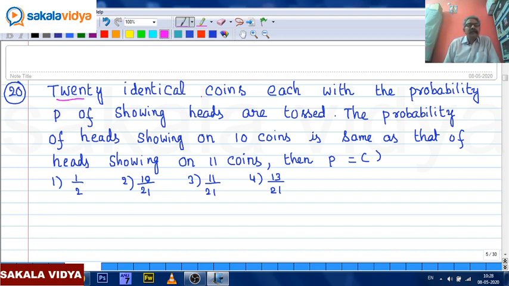The 20 identical coins, 20 means here n is equal to 20, each with the probability P of showing heads. That means the probability of getting a head is P here, which stands for probability of success, you remember. So the probability of getting 10 heads is the same as the probability of getting 11 heads. Then you need to find P. This is actually a biased coin, so P may be 1/2 or we do not know, so we don't say P is equal to 1/2 in this case particularly.